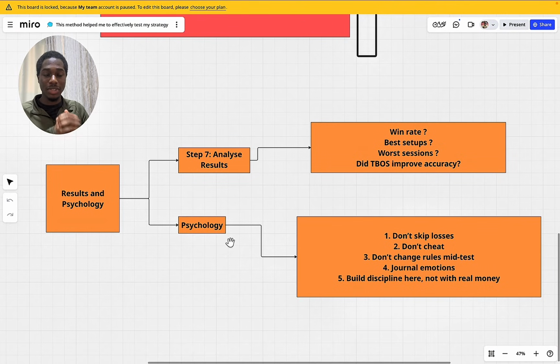Don't change your rules in the test. Stay to the same rules, stick to your strategy, stick to your plan, be consistent, and do it for a long period of time. Journal your emotions as well. When you're entering a trade, when you're about to exit a trade, journal how you feel, the emotions you're feeling.